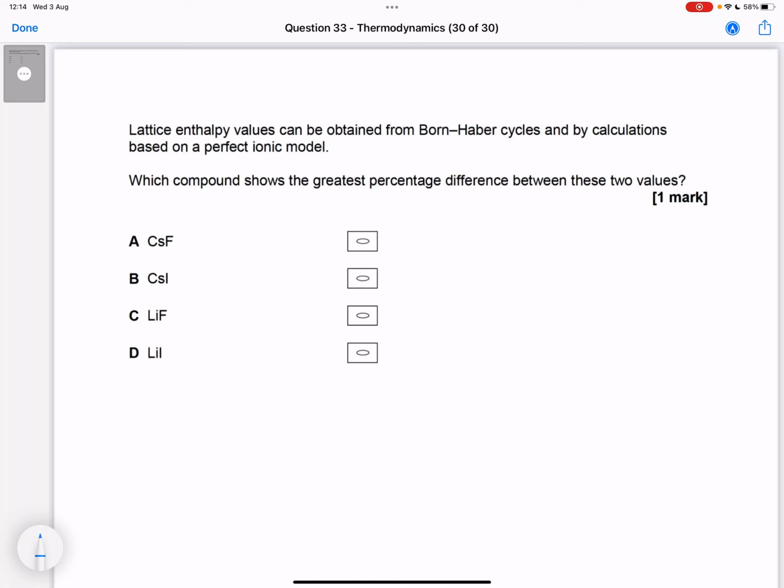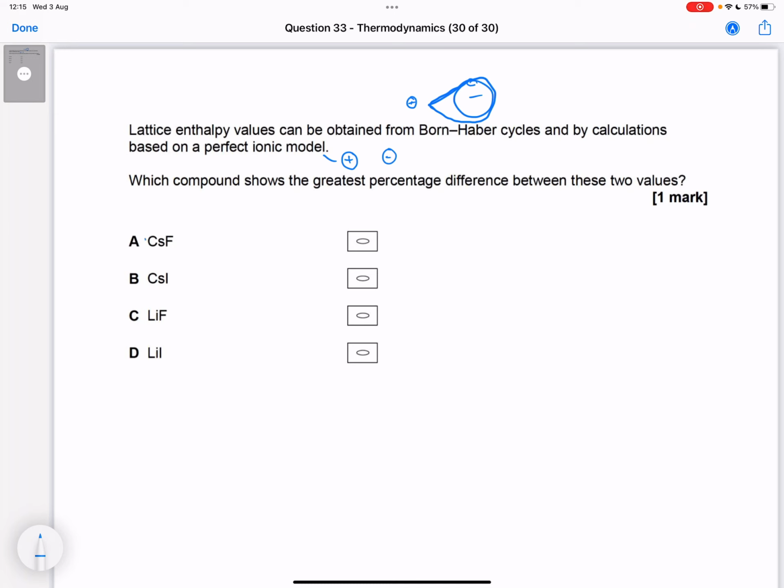So the perfect ionic model assumes that they're perfect spheres. And for them to be perfect spheres, we want the positive ion to be small and the negative ion to be small. We don't want these two things to be distorting each other. Now, the smaller the positive ion and the bigger the negative ion, the more this distortion is going to start to happen. So the higher the charge density of the positive ion and the bigger the negative ion, the more distortion is going to happen.